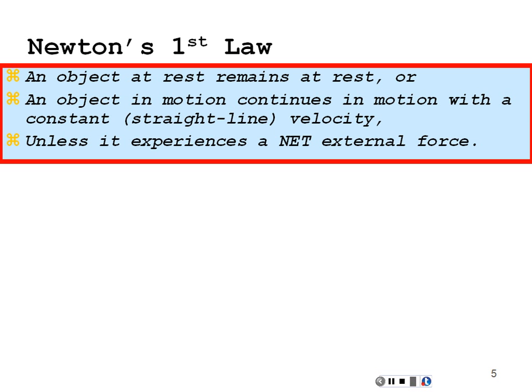All right. So in the case of a rest or a constant straight line motion, there could be forces on it. In this case, there's gravity pulling this down. There's my hand pushing it back up. There are forces on it, but those forces are canceling out in terms of magnitude and direction, and so the net force on it is zero.